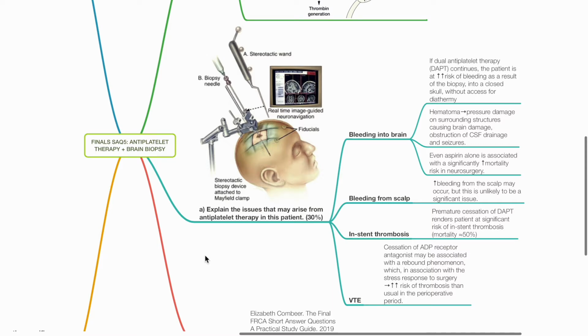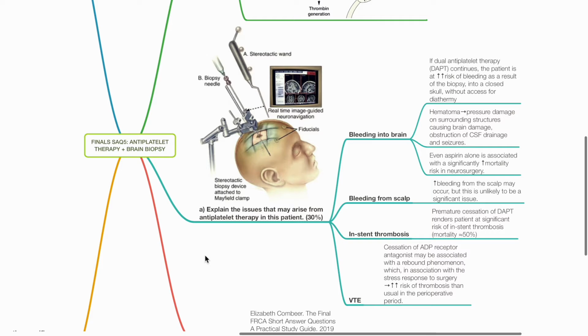Bleeding into the brain. If dual antiplatelet therapy continues, the patient is at high risk of bleeding as a result of the brain biopsy into a closed skull without access for diathermy to stop the bleeding. Hematoma leads to pressure damage on surrounding structures, causing brain damage, obstruction of CSF drainage, and seizures. Even aspirin alone is associated with a significantly high mortality risk in neurosurgery. Bleeding from the scalp may occur, but this is unlikely to be a significant issue.